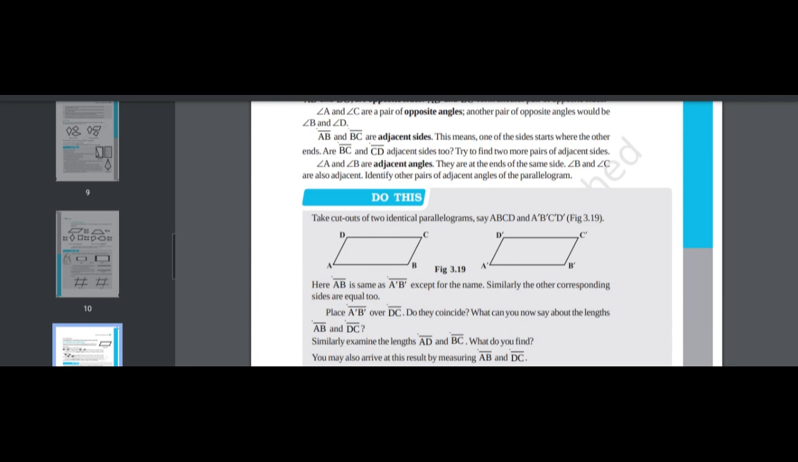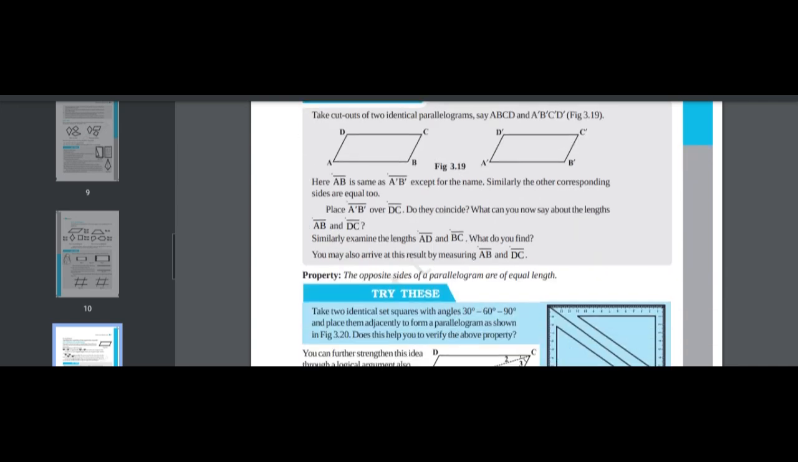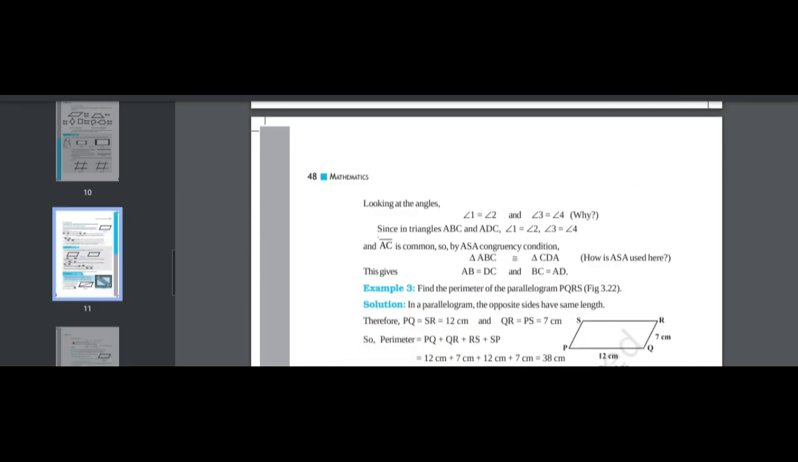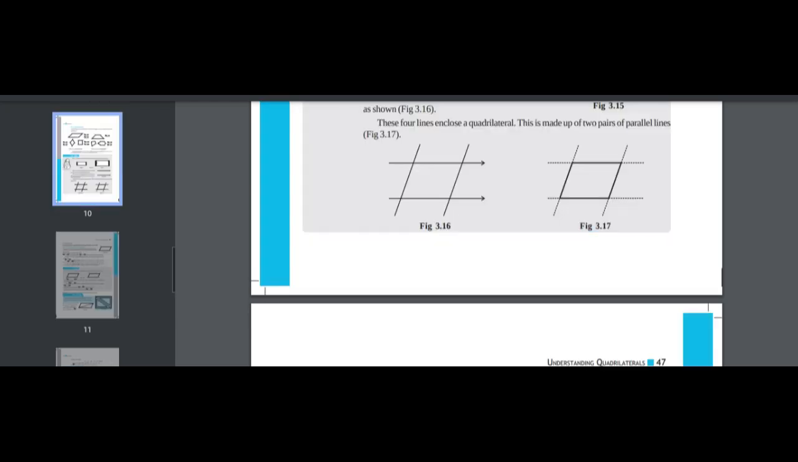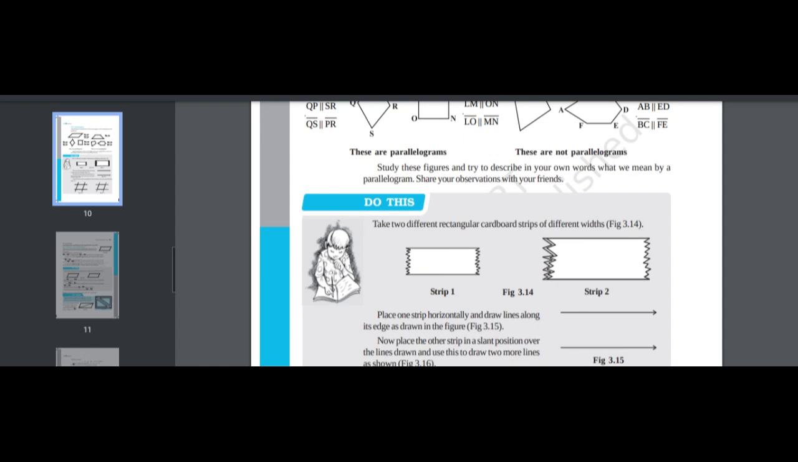Next they have given the elements of the parallelogram. We have done the trapezium and kite; they don't have rhombus here. They give you just three types: trapezium, kite, and parallelogram. You will study only three types of quadrilateral here: parallelogram, trapezium, and kite.